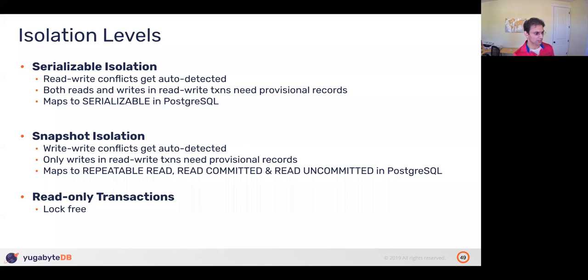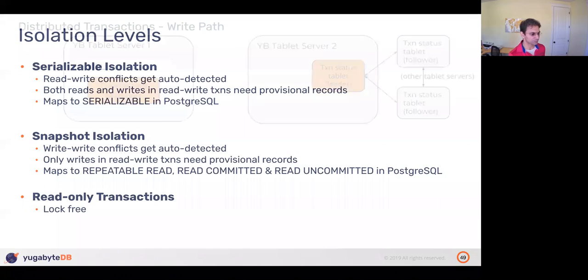The isolation levels that Yugabyte supports are serializable and snapshot. Serializable obviously maps to Postgres serializable. Snapshot isolation maps to everything else: repeatable read, read committed, read uncommitted, everything maps to snapshot. We don't do really read uncommitted and all of these things because it feels a little theoretical and not as practically useful, right? For transactional workloads, we're talking about systems of record. The read-only transactions obviously use MVCC and are, for the large part, lock-free. They can have contention and conflicts, but they're lock-free.